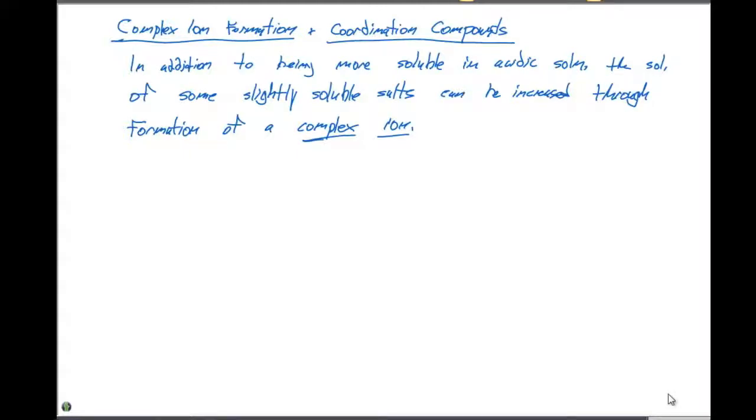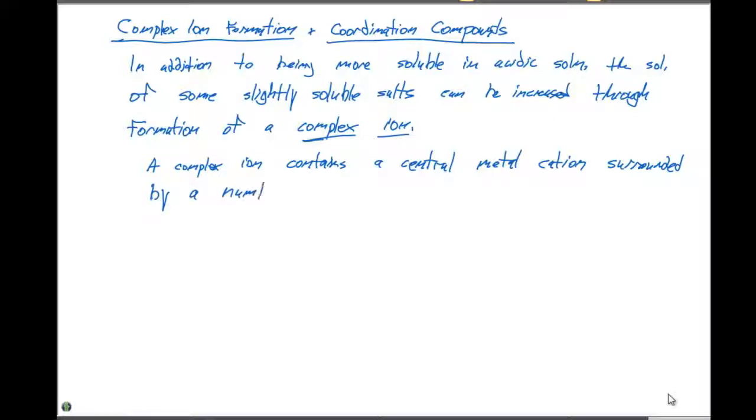So typically, after I say this statement, students have a couple questions. Number one is, what the heck is this complex ion? So a complex ion contains a central metal cation surrounded by a number of ligands.